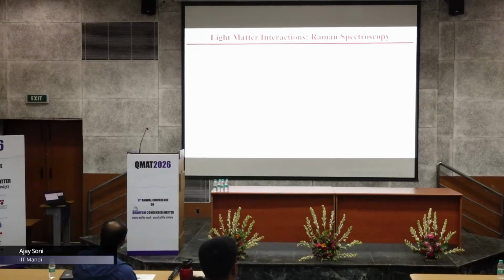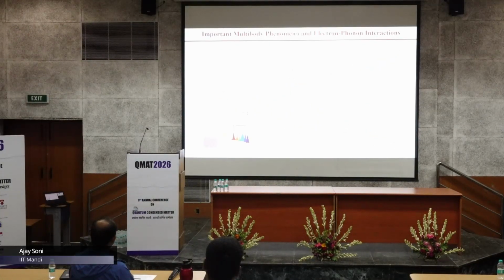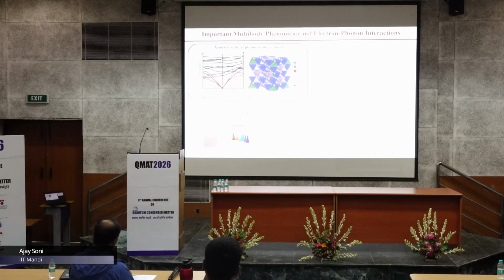So light matter interactions give a lot of interesting properties, and one of the important techniques is Raman spectroscopy, because photons interact with the atomic vibrations called phonons, and of course the electronic states are associated with those atoms. So you have electron, photon and phonon interactions, and the scattered light gives you a lot of information about these materials. When we talk about multi-body quantum interactions in the materials, there are a lot of interactions between the electrons and phonons, and their coupling gives rise to interesting properties.